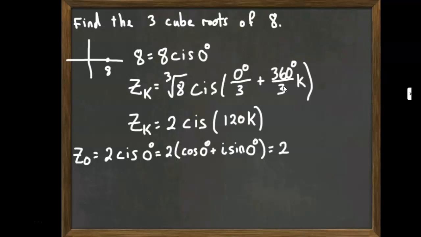And so sine of 0 is 0, so this doesn't have any imaginary part. So there's the normal cube root of 8 that you're used to thinking about, 2. But we can go and compute z1 and z2. z1 would be 2 CIS 120 degrees.